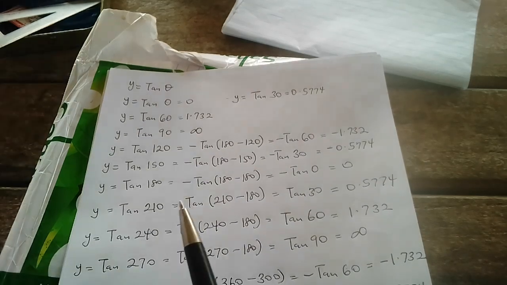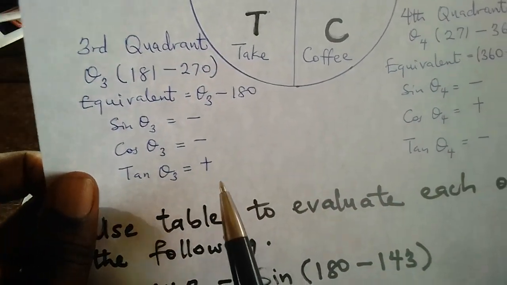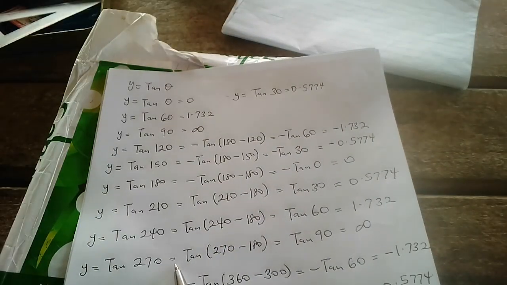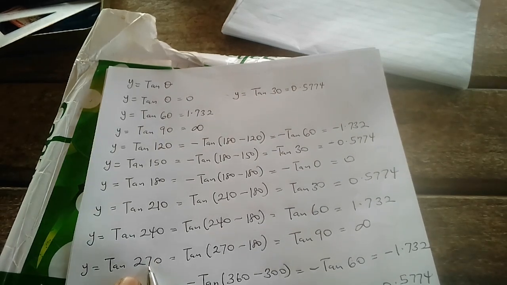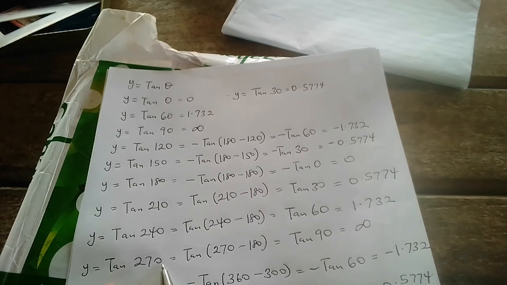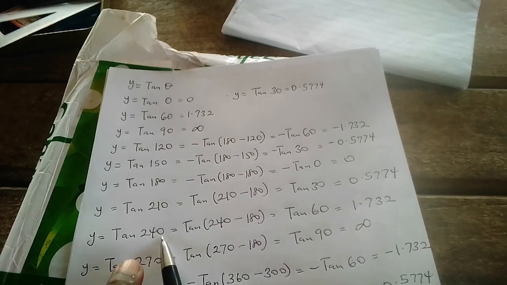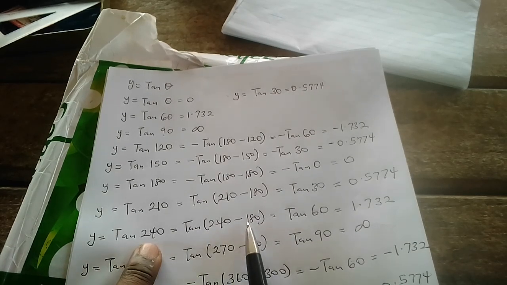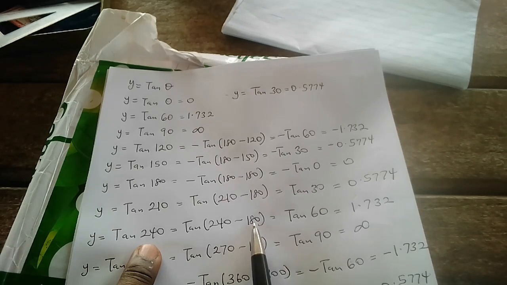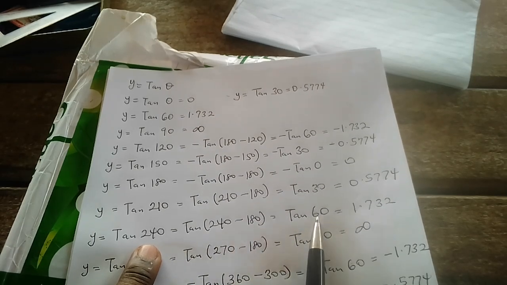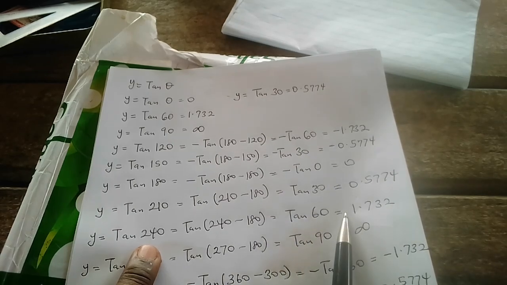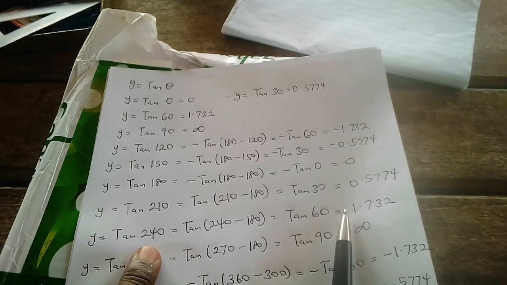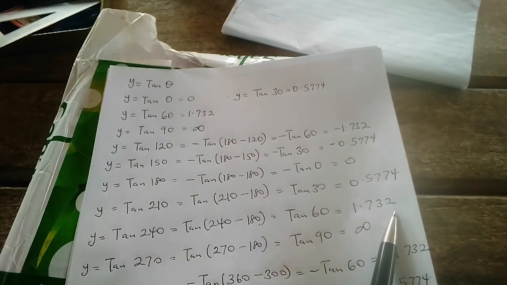Then when theta is 240, we are seeing it in the third quadrant. Tan in the third quadrant is what? Positive. So that means it's going to be plus tan. The equivalence of 240 in the third quadrant will be what? 240 minus 180, which will give you 60. So tan 60 is 1.732. Since it's positive in the third quadrant, it will be plus 1.732.